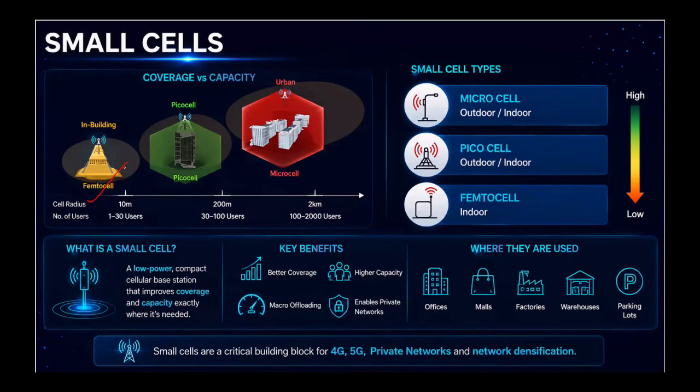Next one is picocell. It provides greater coverage and capacity than a femtocell and is commonly used in offices, shopping malls, and other high density areas.